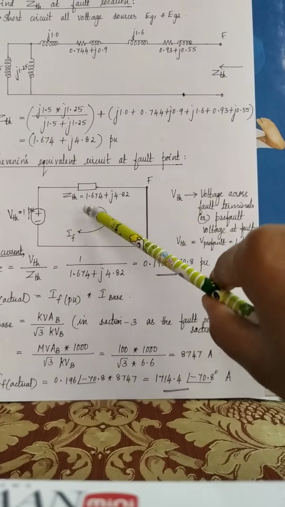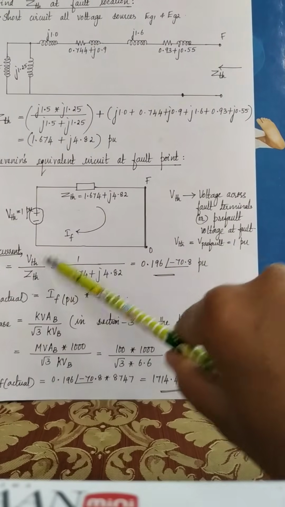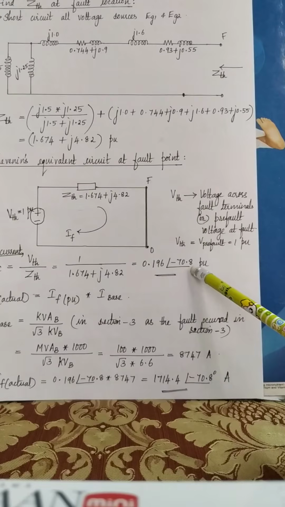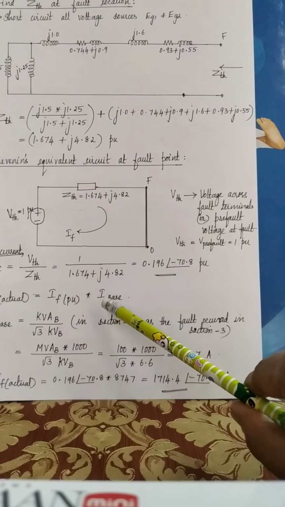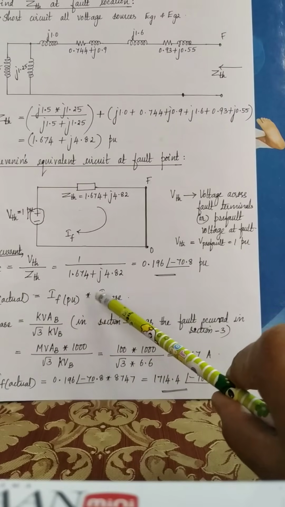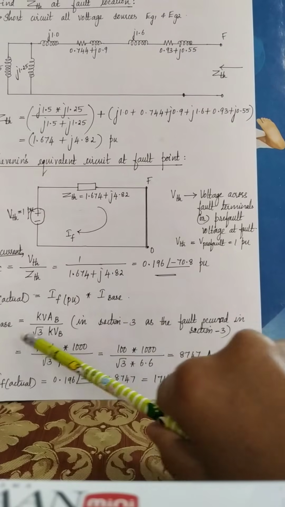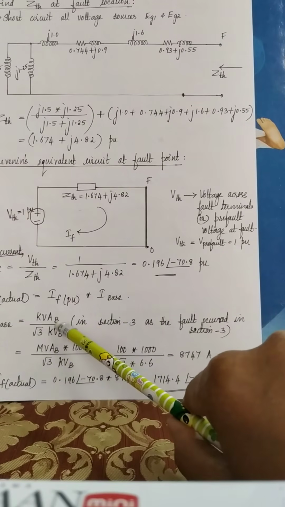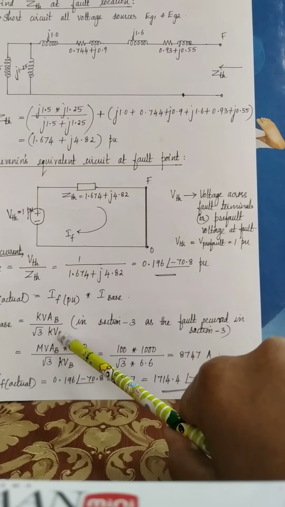Okay. So now what is the fault current? By simple KVL, IF is equal to VTH by ZTH. You got this? Understood? And now you have to calculate the actual value of fault current. IF actual is equal to IF per unit into I base. So we have to calculate the I base. What is I base? The formula for I base is KVAB by root 3 into KVB.